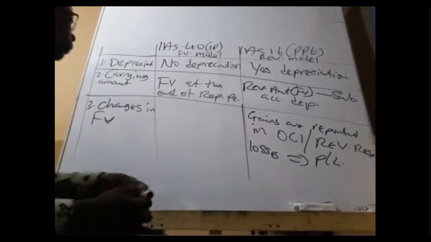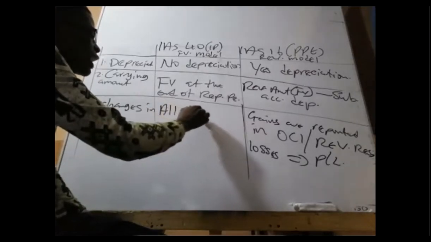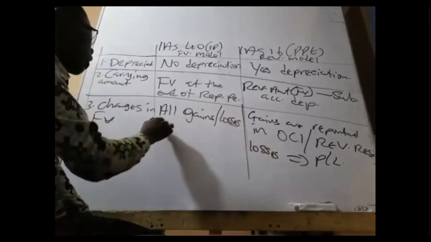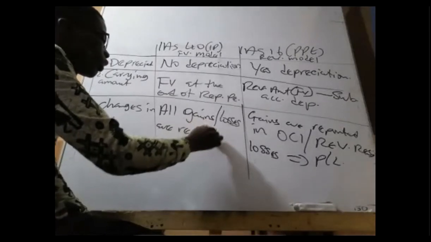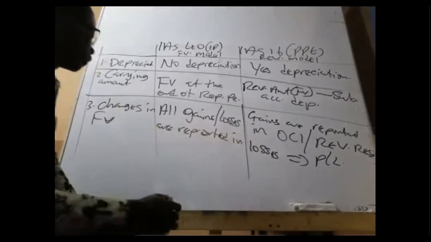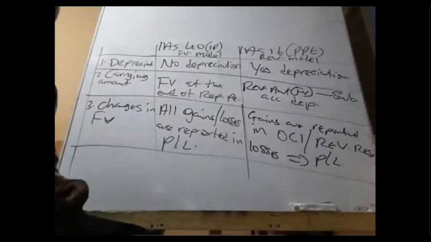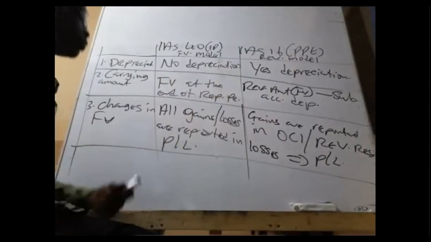What about investment property? Here, all gains and losses are reported in the P&L, that's all. So if it's a gain, it goes to the P&L. If it's a loss, still the same P&L. But over here, it's not like that. Gains, one side. Losses, another side.